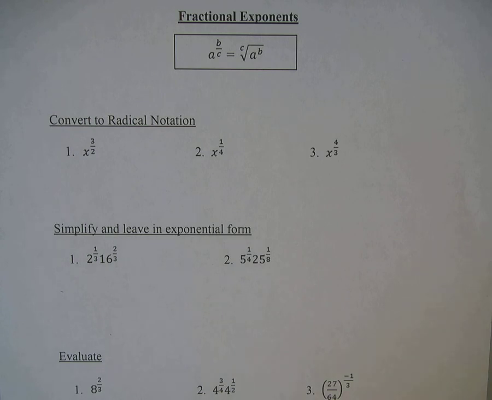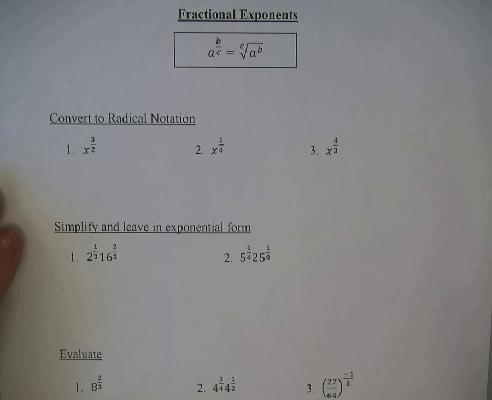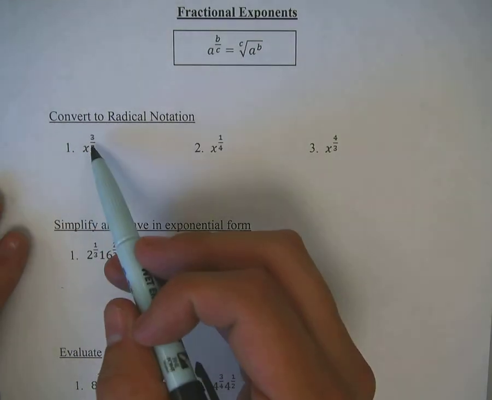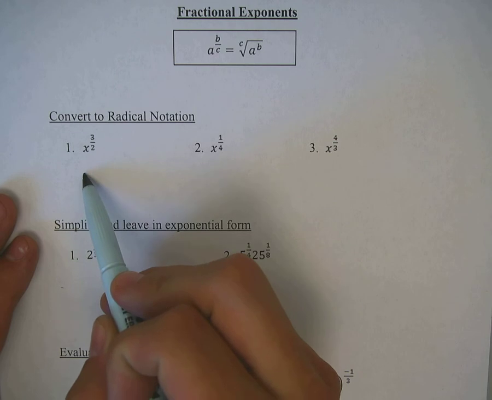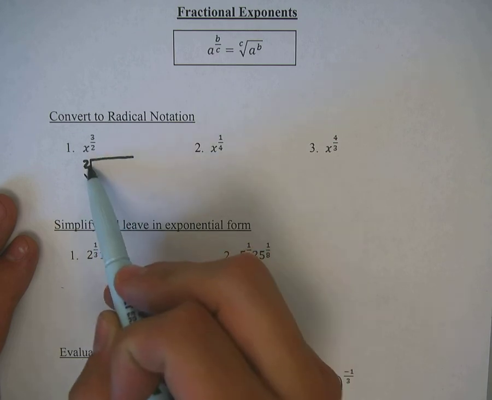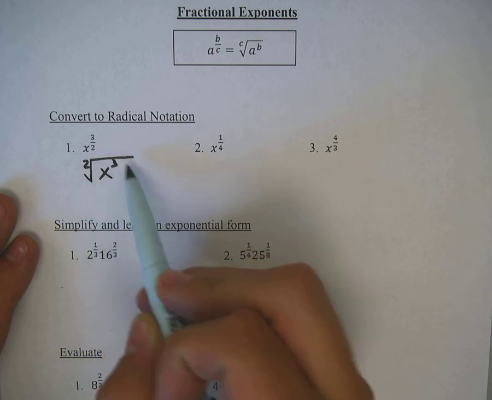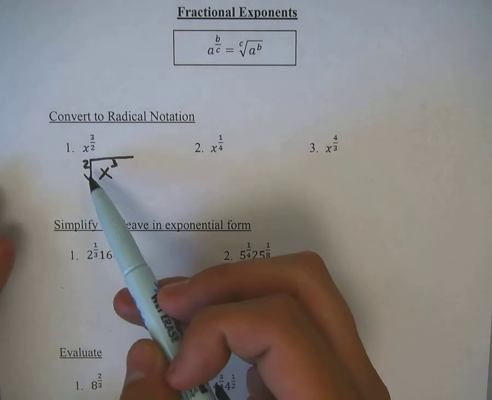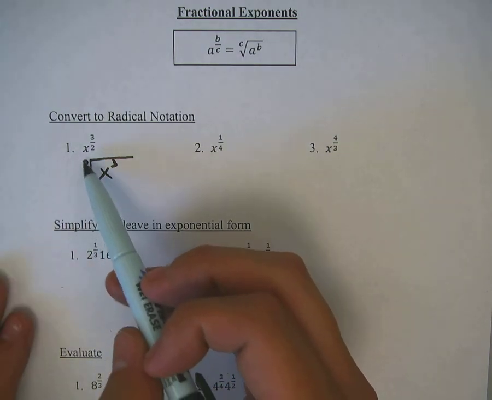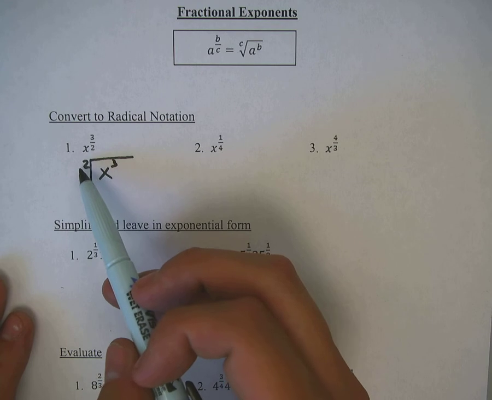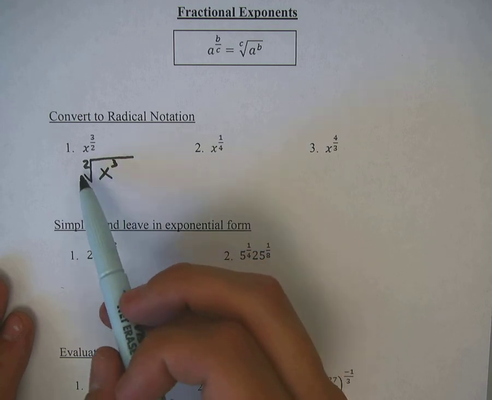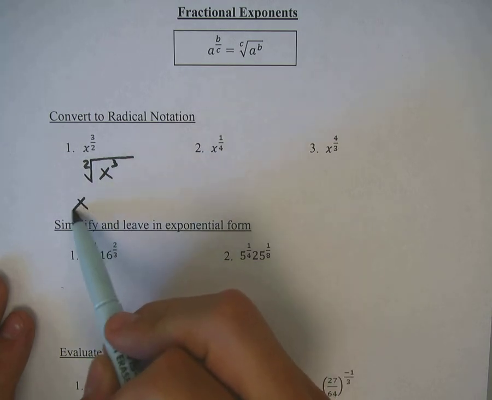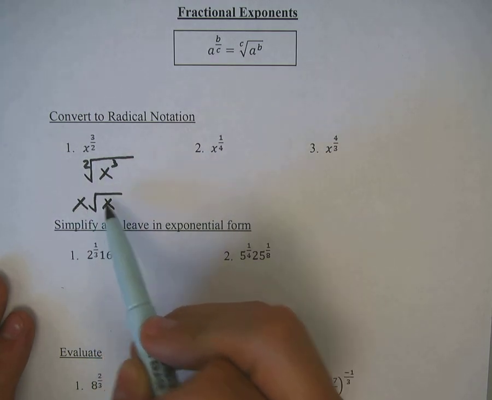So let's do a little practice here. Let's convert a couple of these into radicals. So x to the 3 over 2: the bottom number, the denominator, becomes the index, and it becomes the square root of x to the third. Now you don't really have to write the 2. Remember, anytime we have a square root, there's a 2 there, but you don't have to write that. Now you should simplify this. So this would simplify to be x root x.